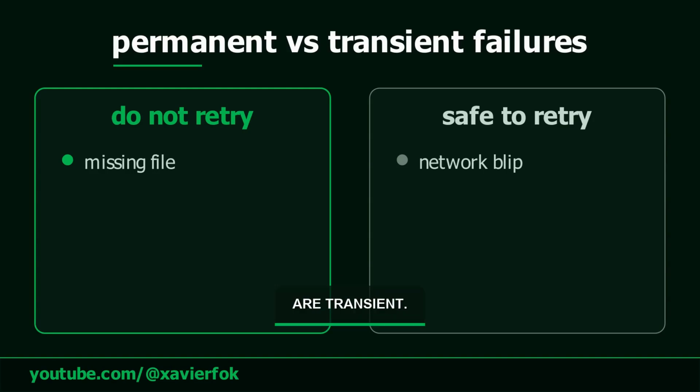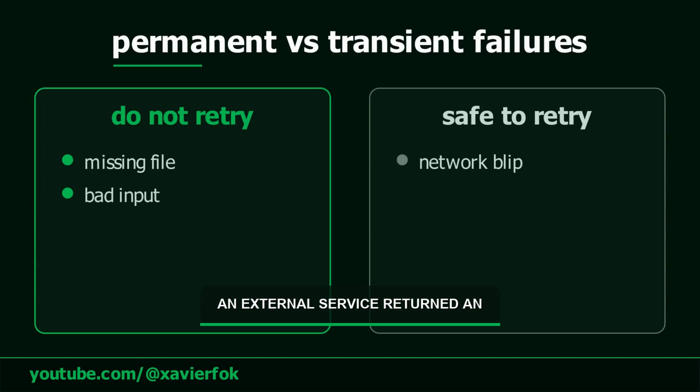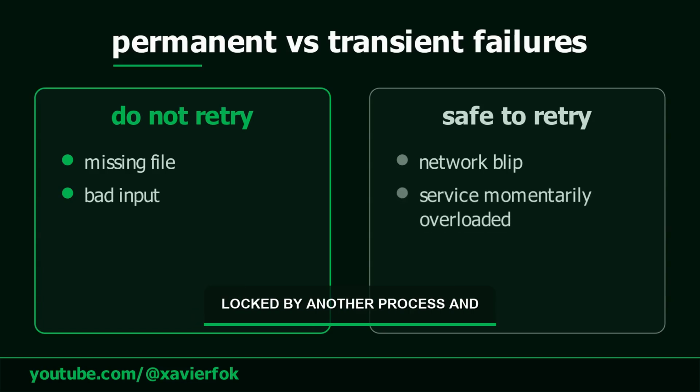But a lot of failures are transient. The network blipped for a second. An external service returned an error because it was momentarily overloaded. A file was locked by another process and would have been free 30 seconds later. These failures are not bugs, they are just noise.